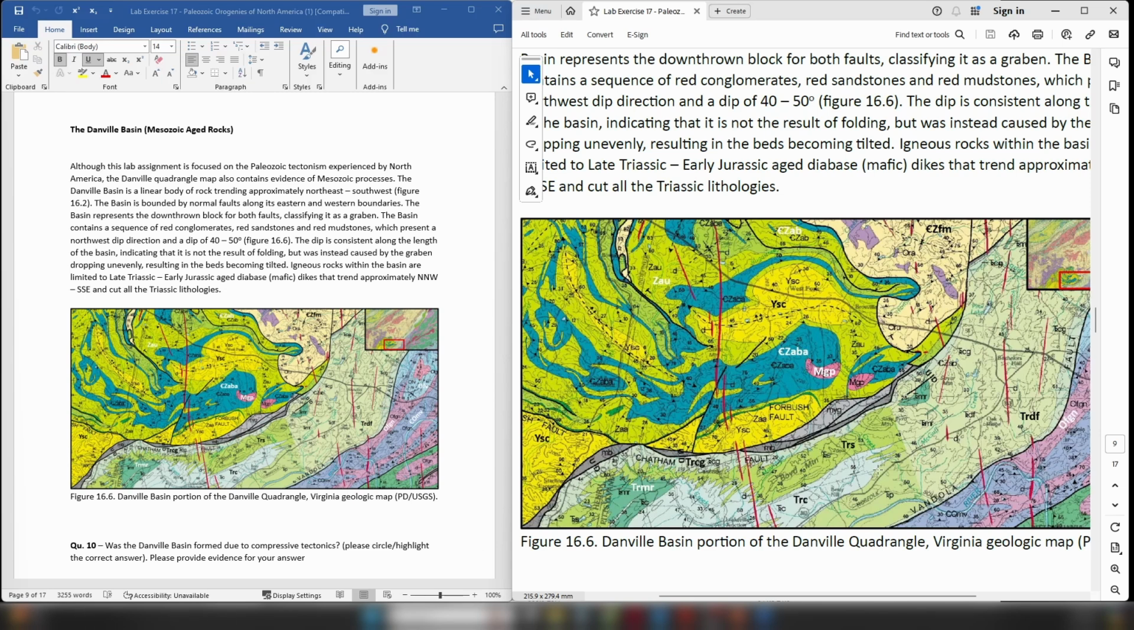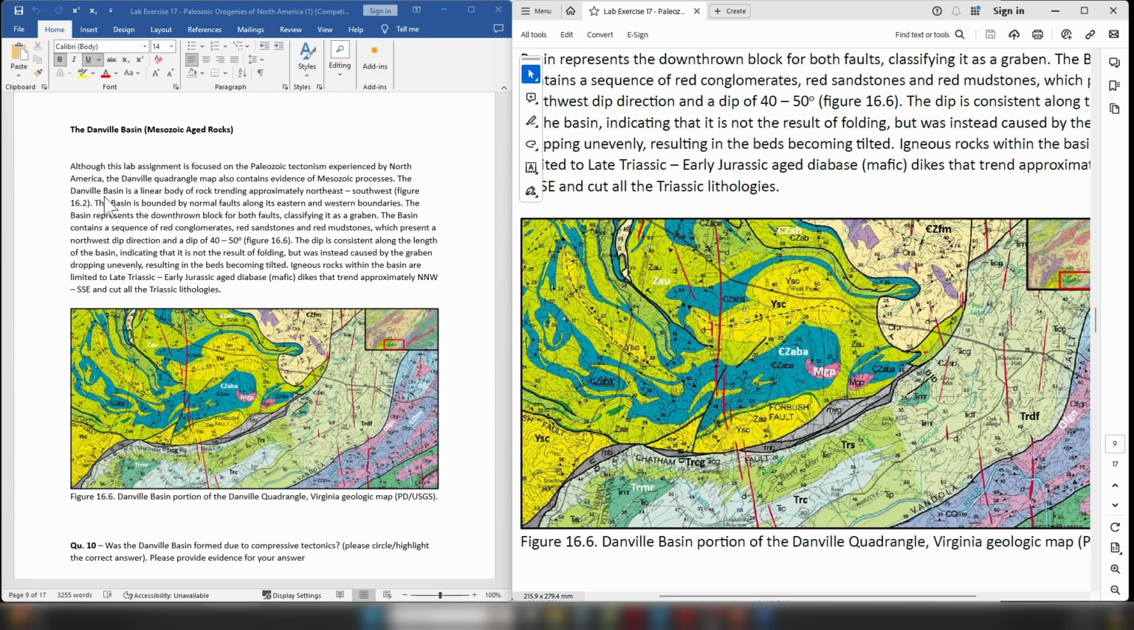So if we look over here on the blow up of the map, you can see that the letter codes for the rocks within the Danville Basin start with the letter T, which tells us straight away that these rocks date to the Triassic. So although we're clearly not looking at rocks which can be affected by Paleozoic processes, because that will have happened in the past, we're going to quickly look at the Danville Basin because it gives us an idea of the evolution of the area post-Paleozoic.